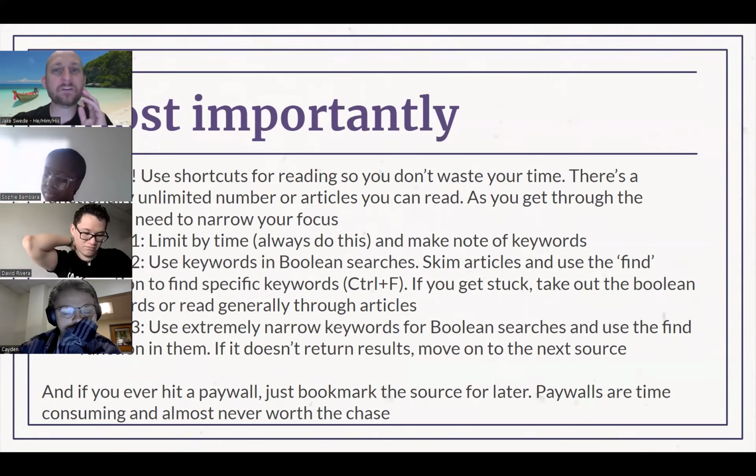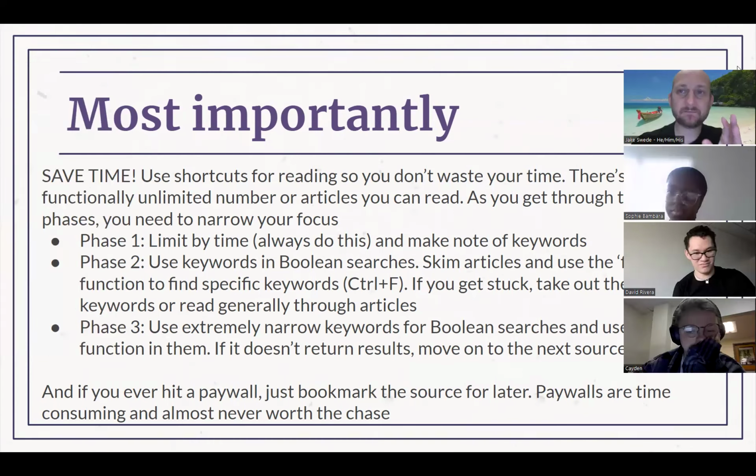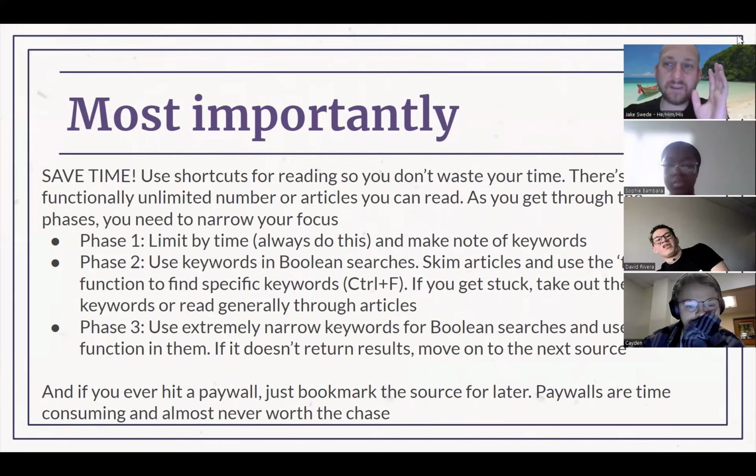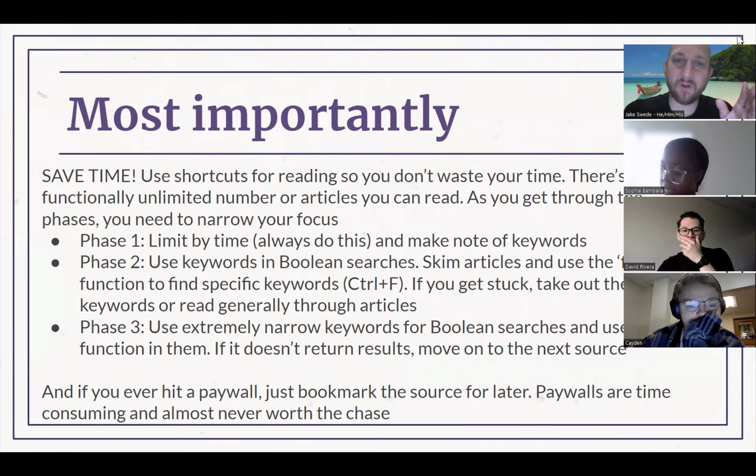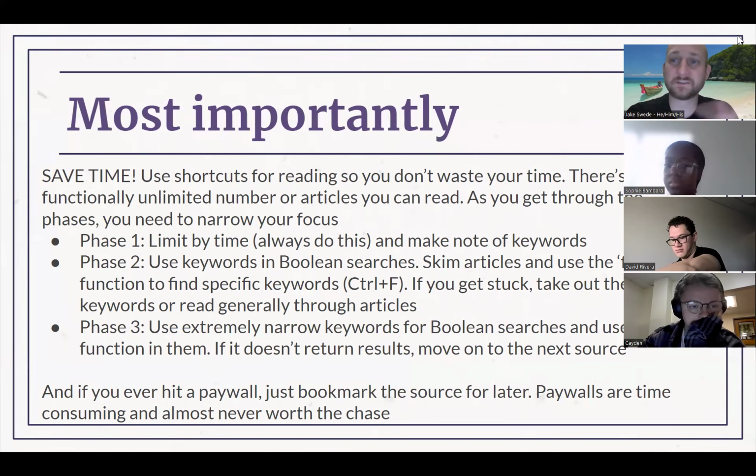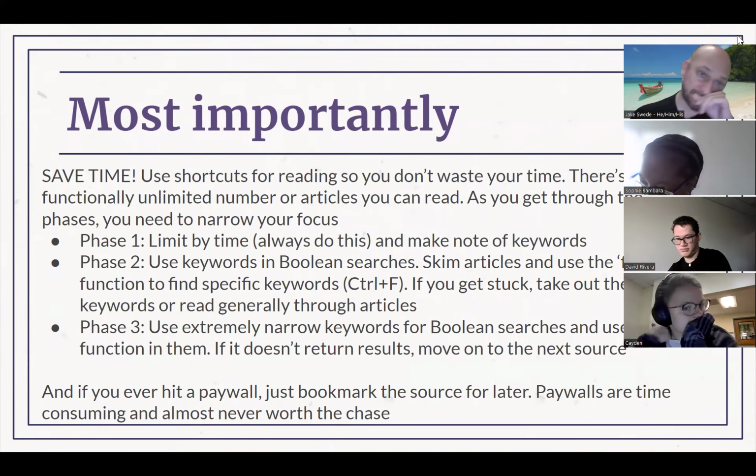Okay. Use shortcuts for reading that help you save time. When you're doing your research, there's basically an unlimited number of articles that you could read about this topic to learn more, but you're going to hit diminishing results very quickly. After that first phase, you're going to have a really good understanding of what this topic is about. You don't need to read more articles that are just general glossaries on what's going on, right? You need your actual specific evidence.